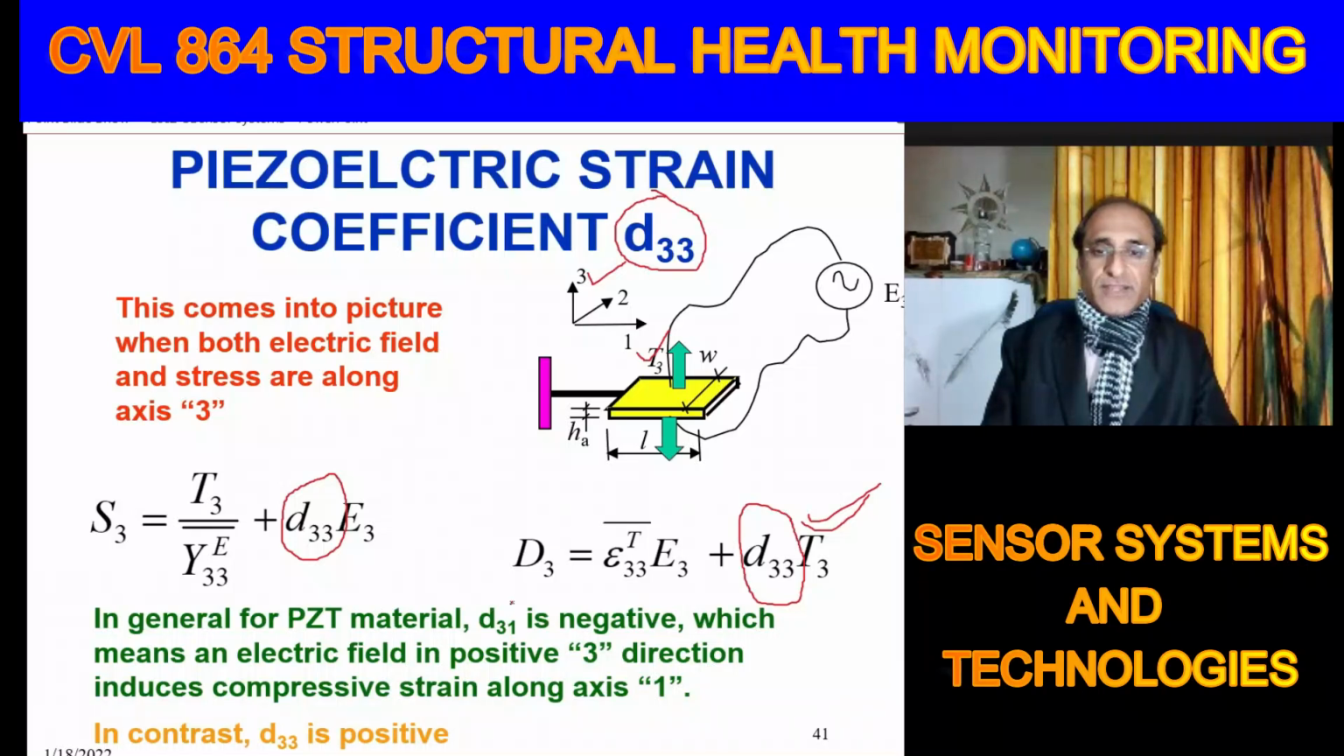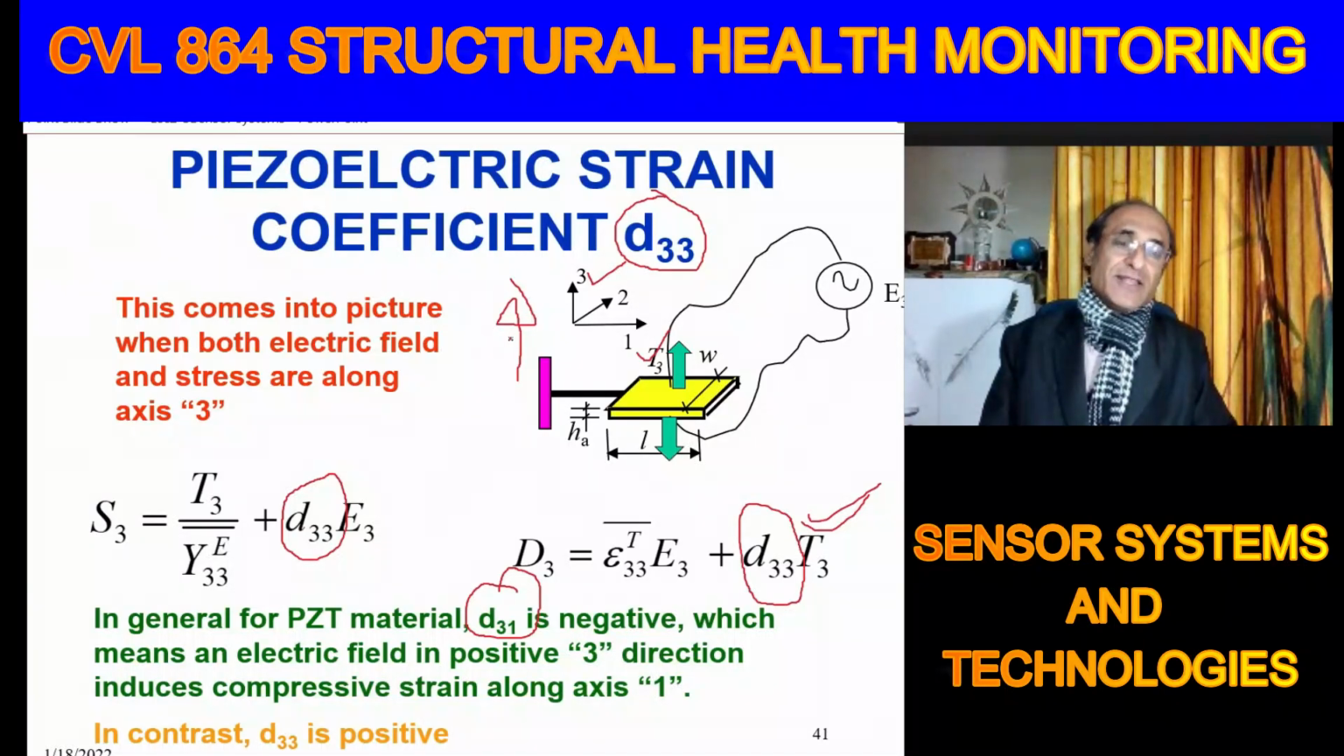So generally D31 is negative. What does negative mean? If you pick up the data sheet, for example, you will find D31 is negative. That means if we have an electric field in the positive 3 direction, like this, then what will happen? A positive electric field will give rise to negative strain, meaning it will give rise to compression.